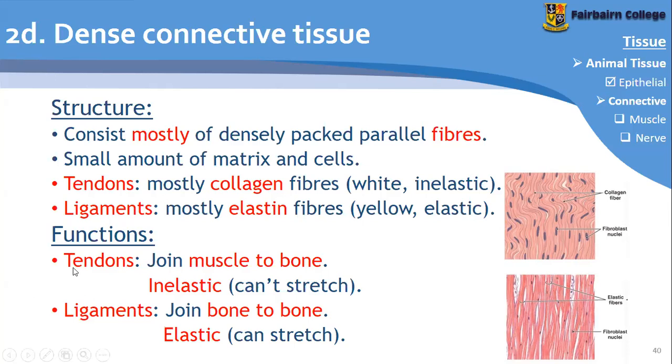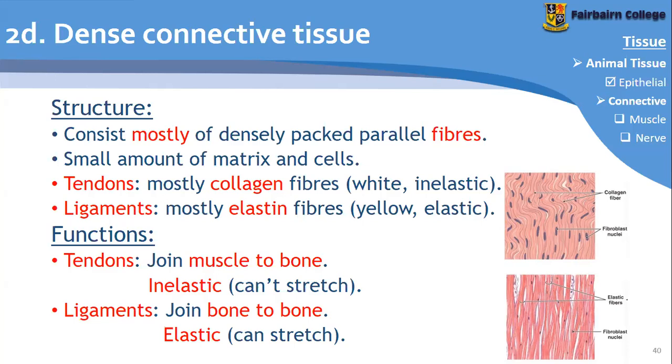Whereas your tendons connect muscle to bone. Any kind of muscle in the body needs to somehow be connected to the bone. The muscle cannot directly attach to the bone, so how it does that is through tendons. Tendons connect your muscle to your bone.